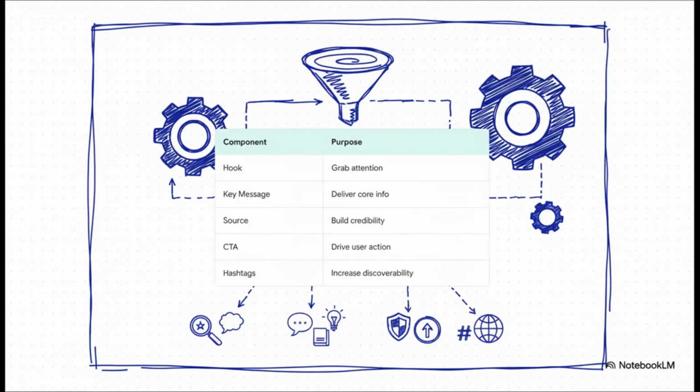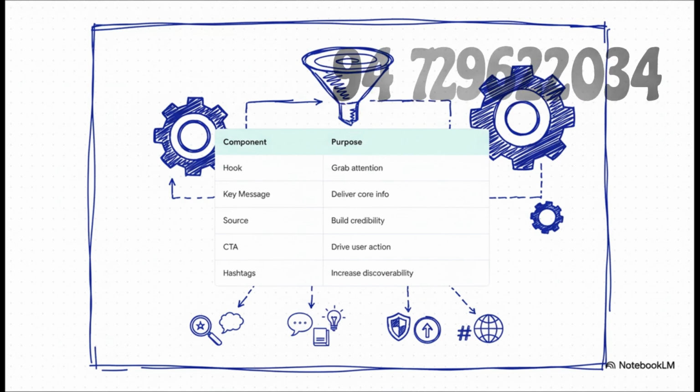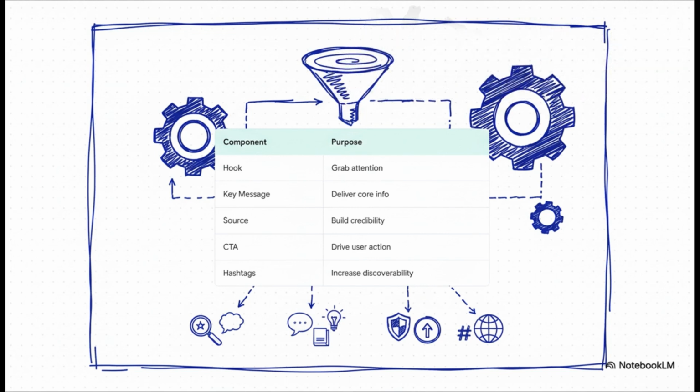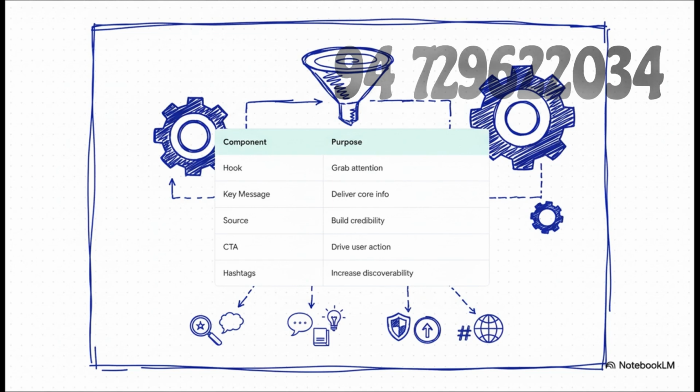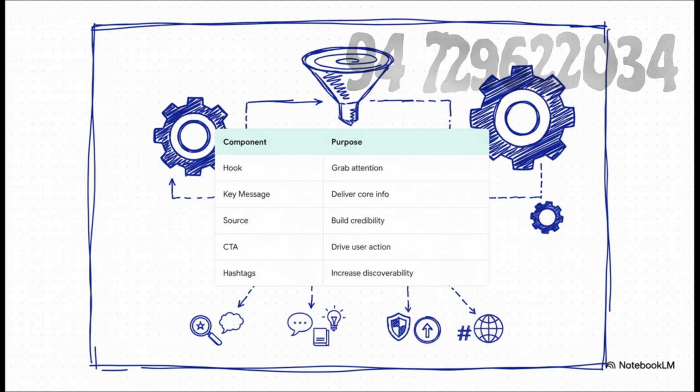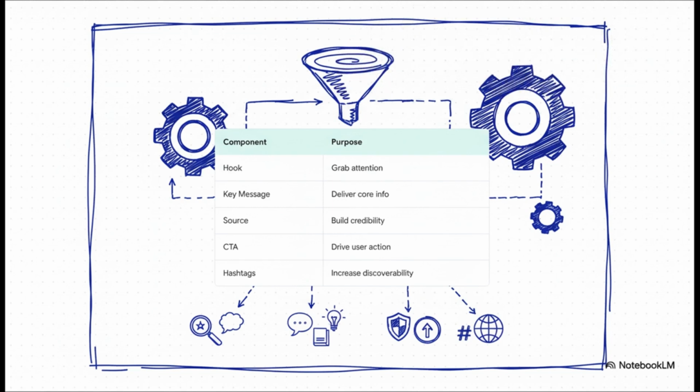And check this out. The system doesn't just write some text, it engineers a caption. The blueprint demands this exact structure for every single post. It makes sure that every single piece, from the hook that grabs you to the hashtags that gets you seen, has a very clear job to do. It's formulaic, yeah, but in a really, really smart way.